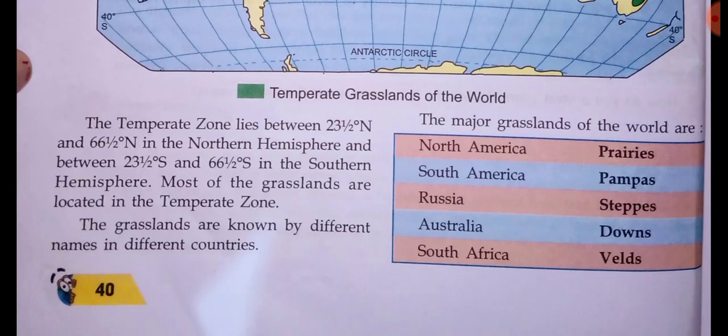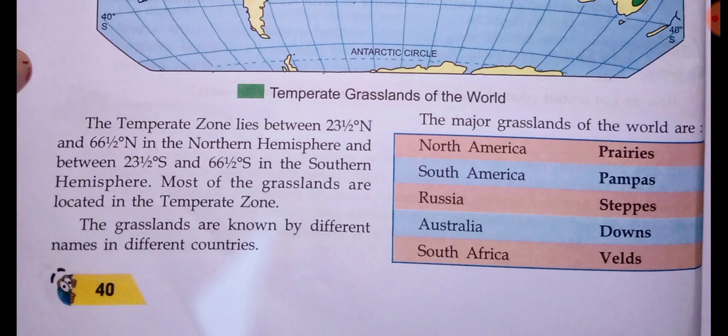Students, the temperate zone lies between 23.5° north and 66.5° north in the northern hemisphere, and between 23.5° south and 66.5° south in the southern hemisphere. So students, most of the grasslands are located in the temperate zone. Okay, means most of the grasslands are located in the temperate zone.